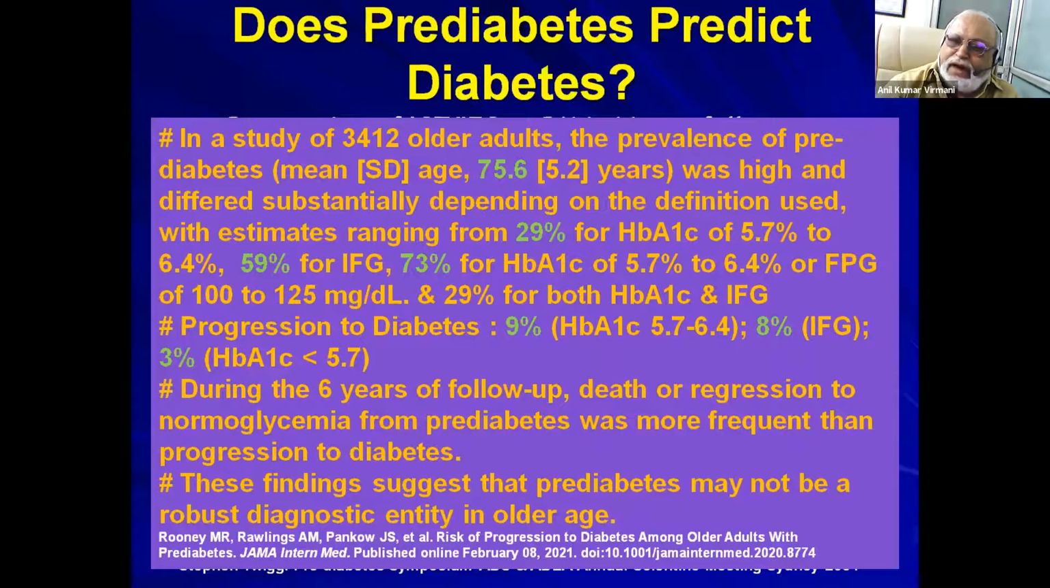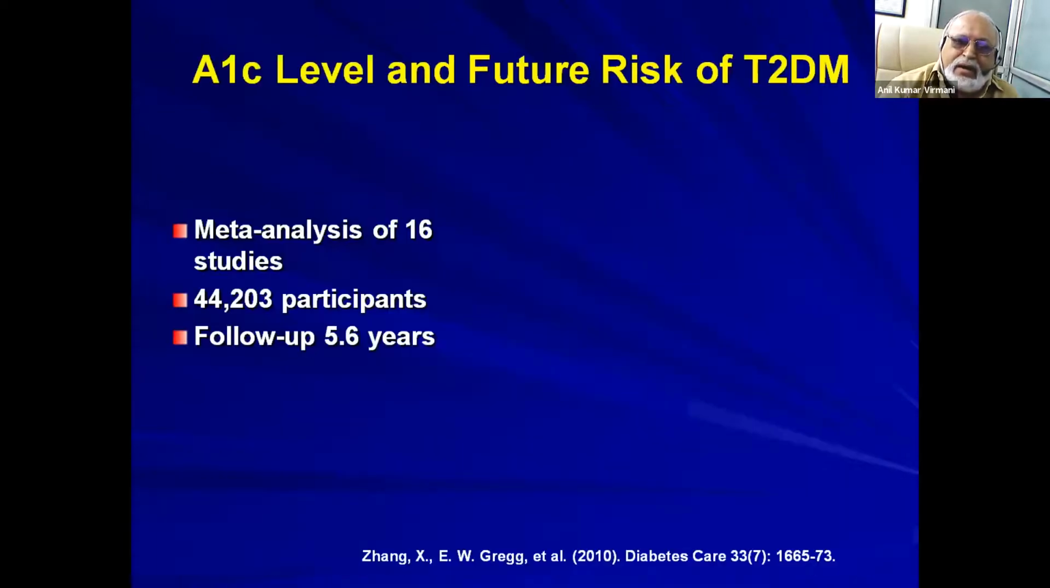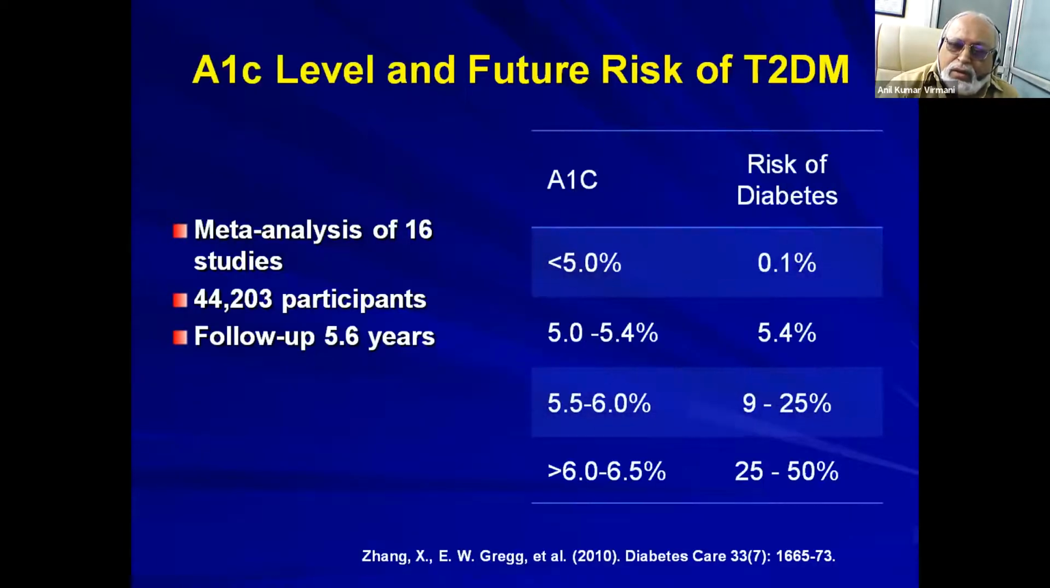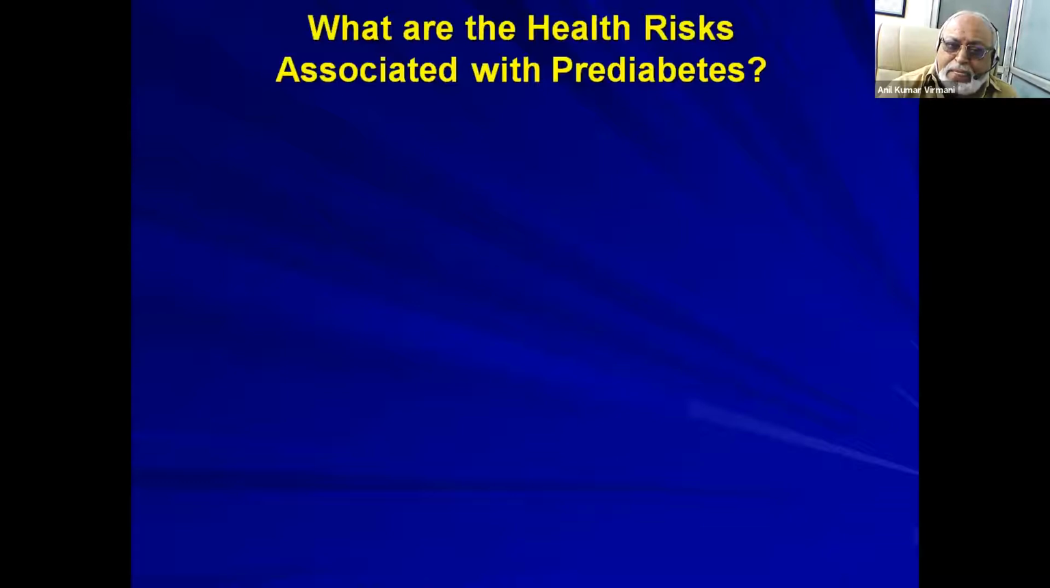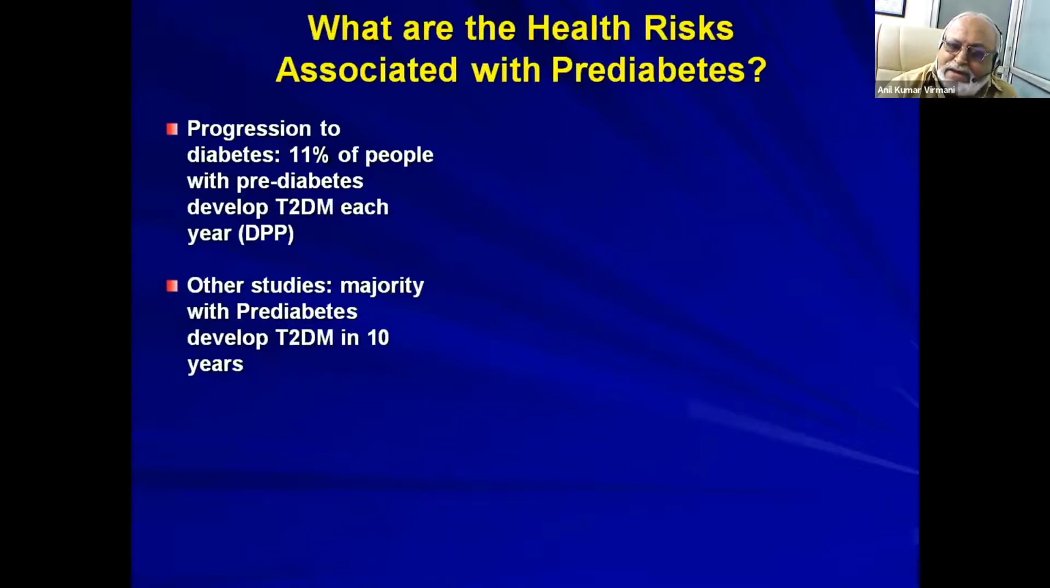So above the age of 70 years, do not diagnose them as prediabetes, because that is not a high risk case. Now, we all know that the higher the A1C levels in that particular bracket, 5.5 to 6.5, the more the chances of developing type 2 diabetes. And besides the progression to diabetes, what else is associated?